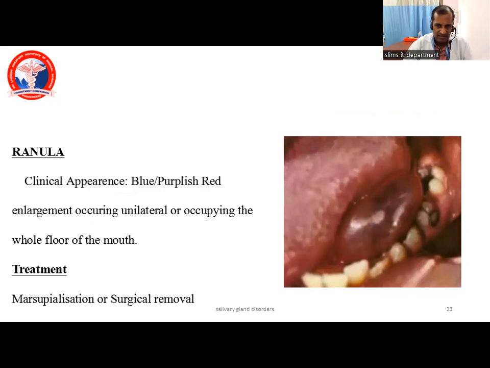The ranula, otherwise called a mucocele, is a blue or purplish red enlargement occurring in the floor of the mouth. And the treatment part is marsupialization or surgical removal of the ranula.